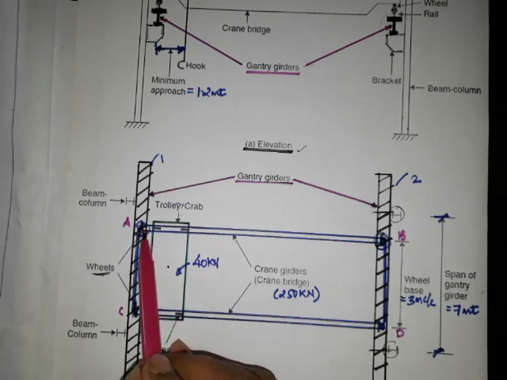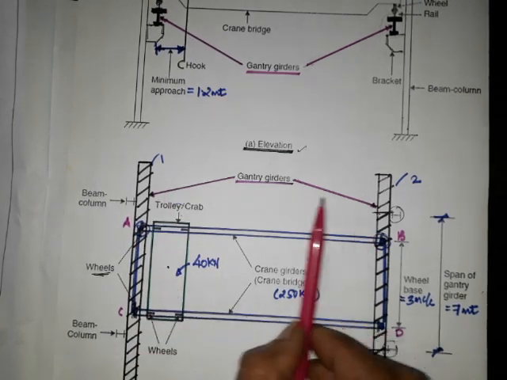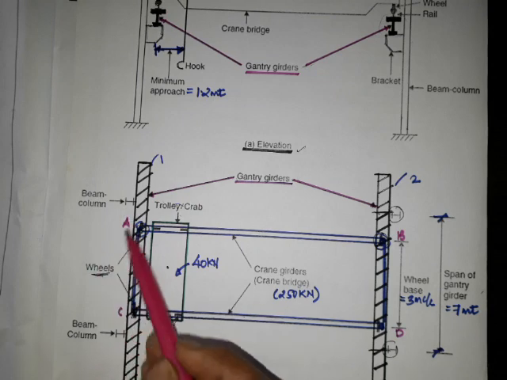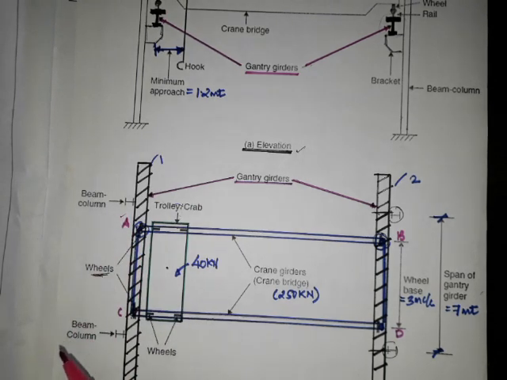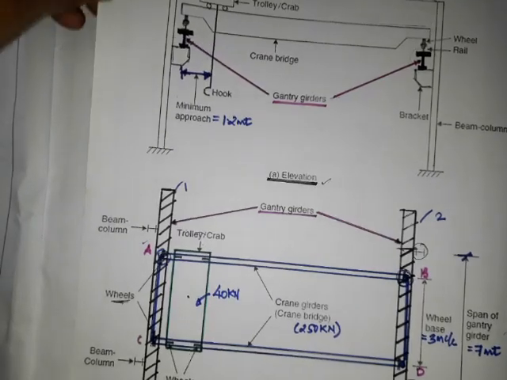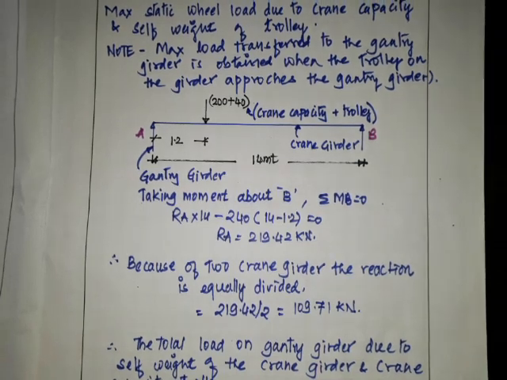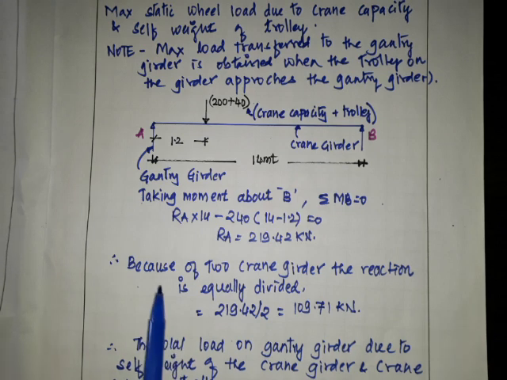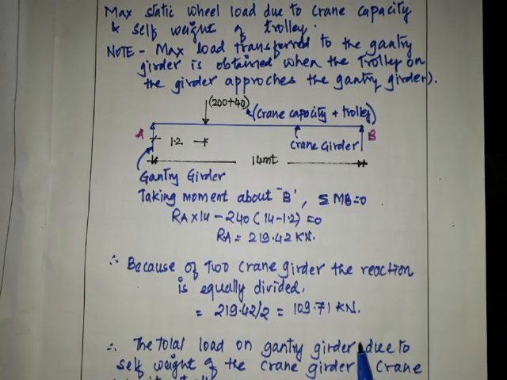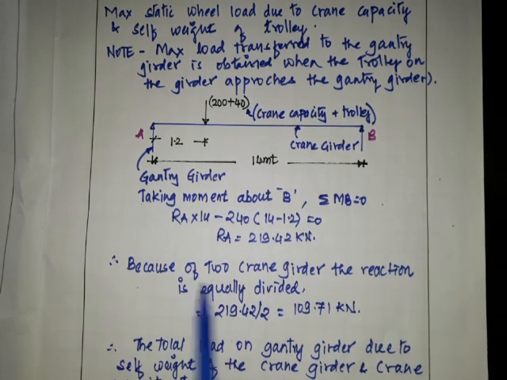So the trolley is moving like this. When the trolley reaches here, at that time we will get the maximum concentration over A. We have already calculated that, and it is 219.42 kilonewton. Understood? Then next, because of the crane girder, the reaction is equally divided. Correct? Because there are two crane girders.